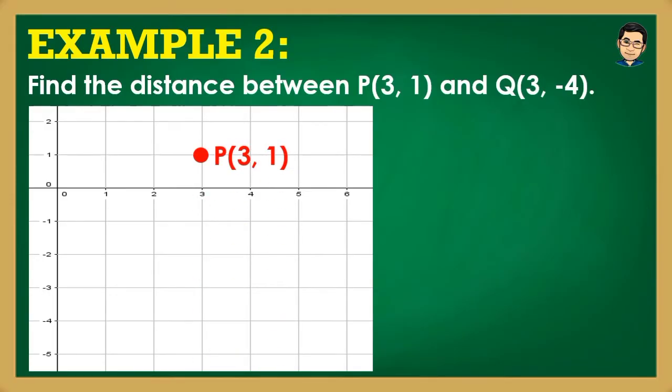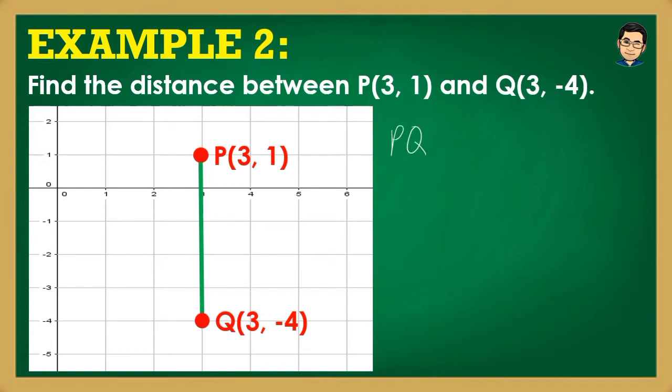So ito po yung ating x coordinate, yung 3, and then yung y coordinate naman po natin is yung 1. Next, yung coordinates naman ng Q, 3, negative 4. Ito naman. So as you can see, vertical distance po ang ating kinukuha. So patayo. So paano natin kukunin ang distance between P and Q? So ganito lang din po.